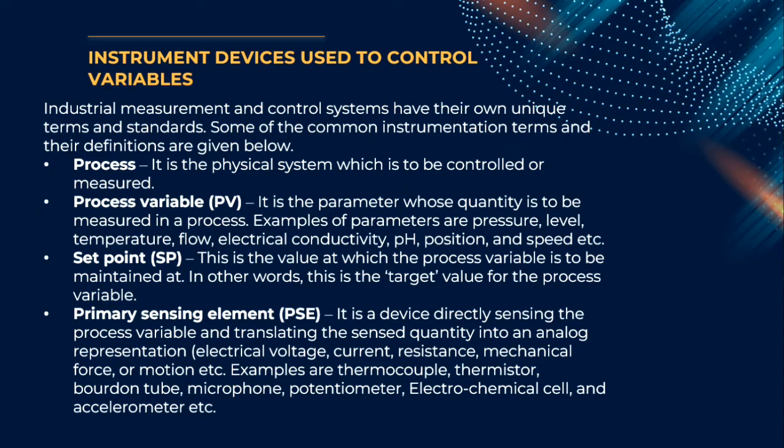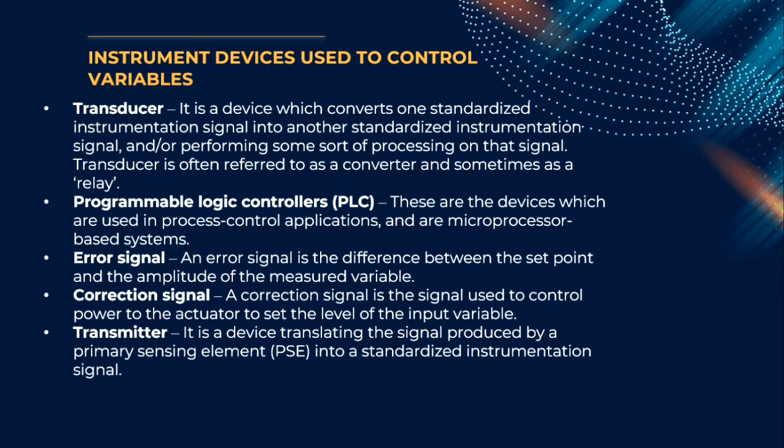Primary sensing element or PSE. It is a device directly sensing the process variable and translating the sensed quantity into an analog representation. Electrical voltage, current, resistance, mechanical force or motion, etc. Examples are the thermocouple, thermistor, Bourdon tube, microphone, potentiometer, electrochemical cell, and accelerometer, etc. Transducer. It is a device which converts one standardized instrumentation signal into other standardized instrumentation signal or performing some sort of process on that signal. Transducer is often referred to as a converter and sometimes as relay.